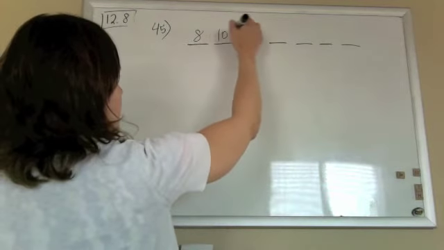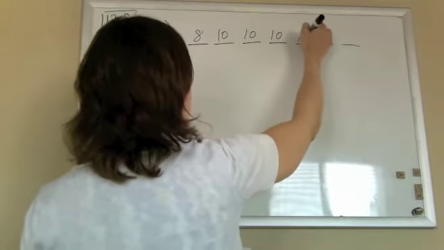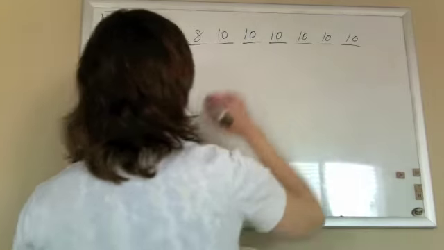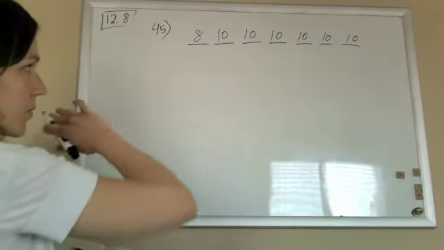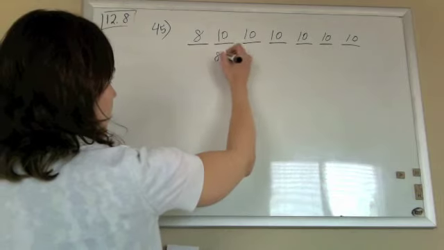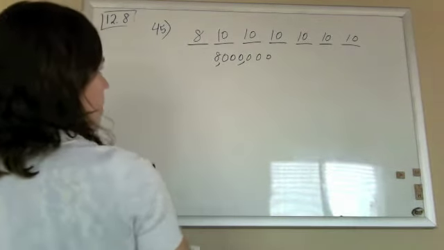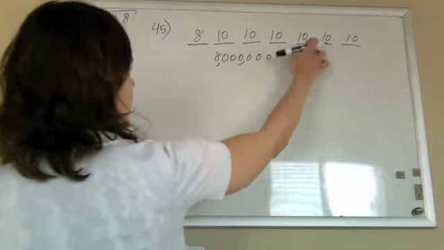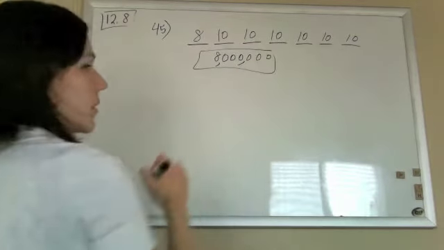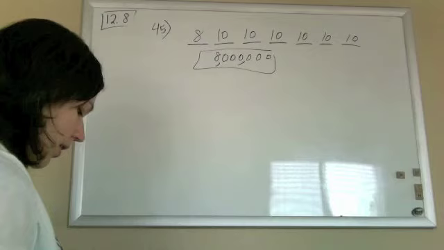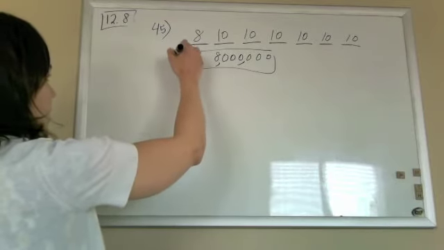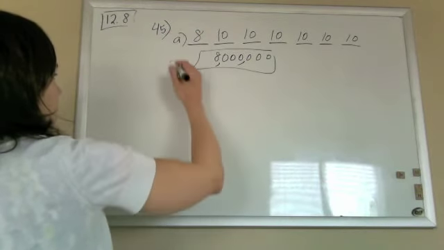So there's 10 possibilities for each one of the next digits. Multiply them all together. 8 with 1, 2, 3, 4, 5, 6 zeros. Yep. That's good. And for part B, A, this is B.